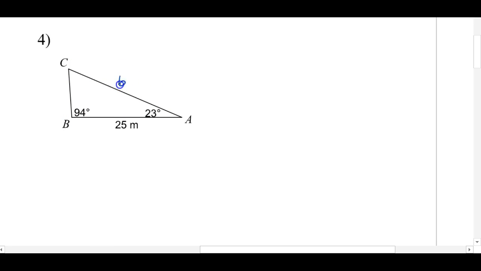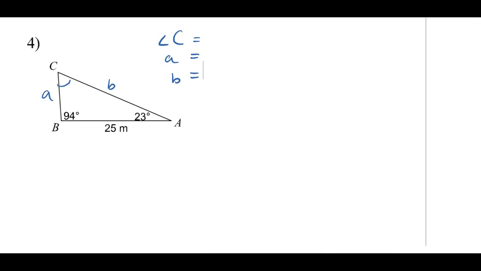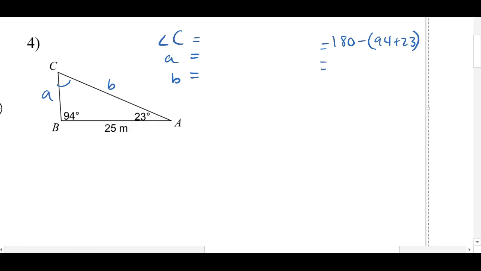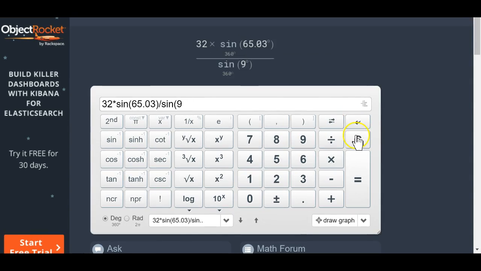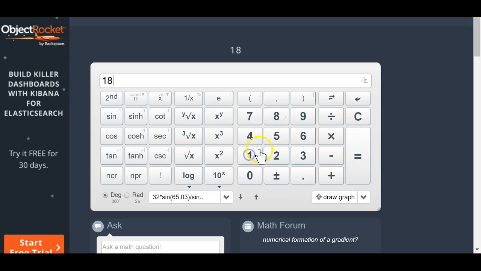So again, we're missing little b, we're missing little a, and we're missing angle C. So let's write that down and make sure that's what we look for: angle C, side A, and side B. We know two of the angles, so we can find angle C easily by doing 180 minus the sum of the others. So 180 minus 94 plus 23. We get 63.